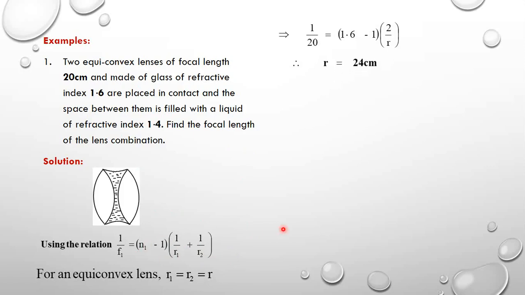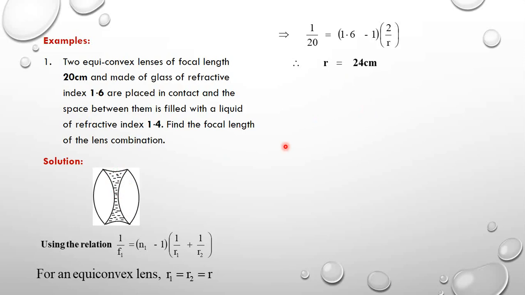Now remember that if this is 24, it implies that even for the concave it is going to be 24, but it's going to be negative because it is concave. So the radii of curvature for the liquid lens is going to be negative 24 centimeters.